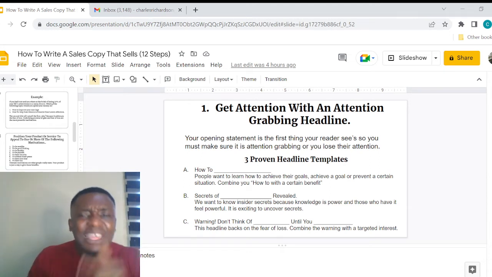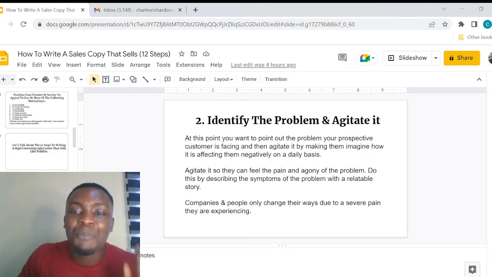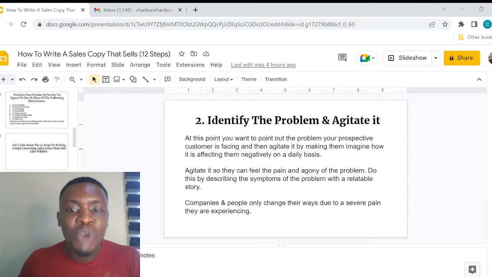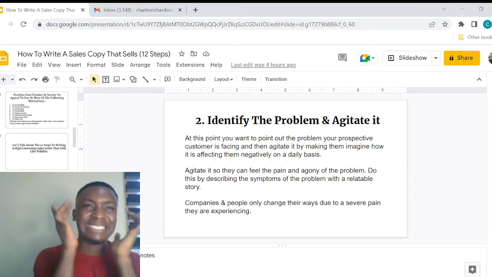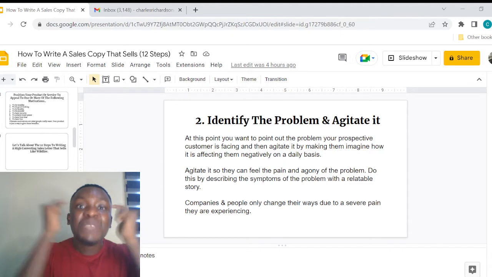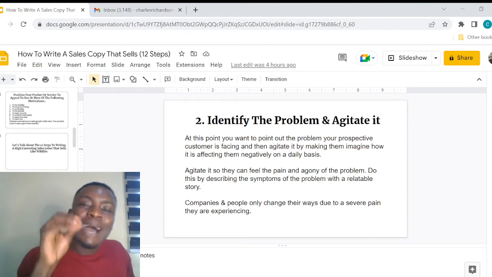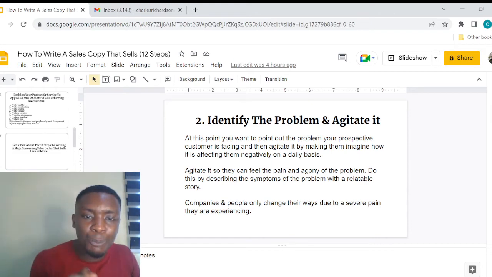Now let's move on. After you have gotten the attention of your audience with an attention-grabbing headline, what do you do next? Next, number 2, you identify the problem and agitate it. At this point, you want to point out the problem your prospective customer is facing and then agitate it by making them imagine how it is affecting them negatively on a daily basis. Sales is in the mind. Sales first happens in the mind before it comes out in physical action. Now, you want to point out the problem that your audience is passing through and then agitate it to the point that they want your product.